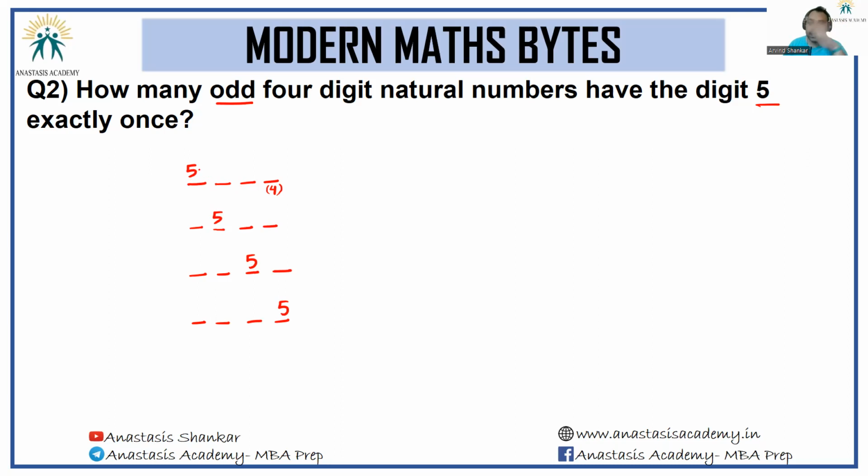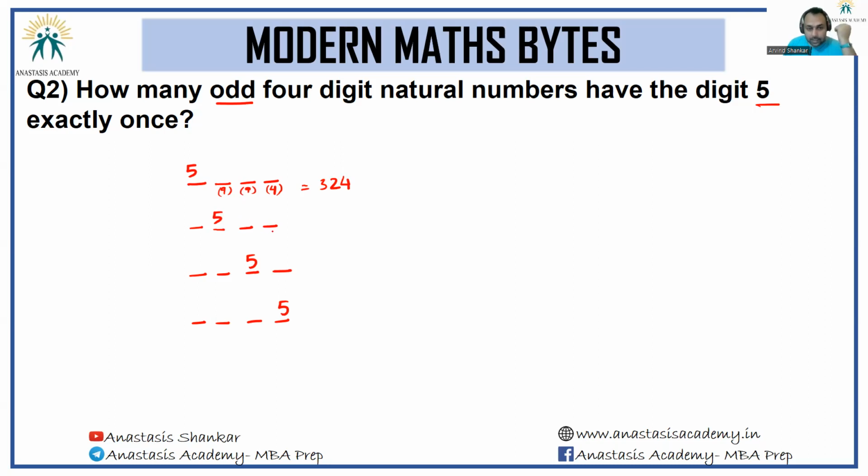See, 5 has to come exactly once. That does not mean the other digits cannot repeat. So apart from 5, these 2 blanks can have any digit. So this can come here 9 times or 9 times, or altogether we get 9 into 9 into 4, 81 into 4. So 324 cases from here.